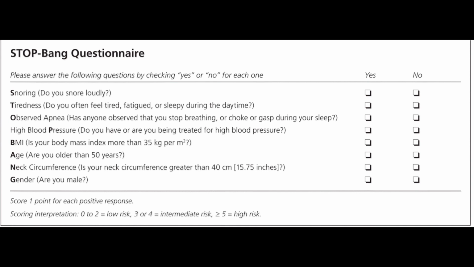This is a copy of the Stop Bang questionnaire, which can be easily added to your health history form. This is the questionnaire that I spoke about that is directly related to, or a direct screening tool for, obstructive sleep apnea.